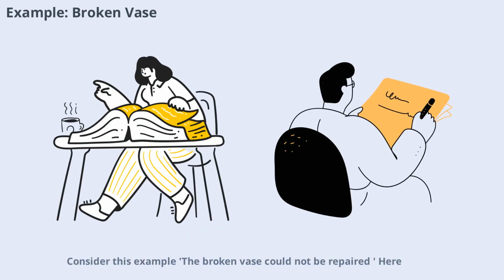Consider this example. The broken vase could not be repaired. Here, broken is a past participle that describes the vase's condition. It tells us that something happened to the vase and now it can't be fixed. Using past participles in this way helps you convey the outcome or effect of an action clearly and efficiently.